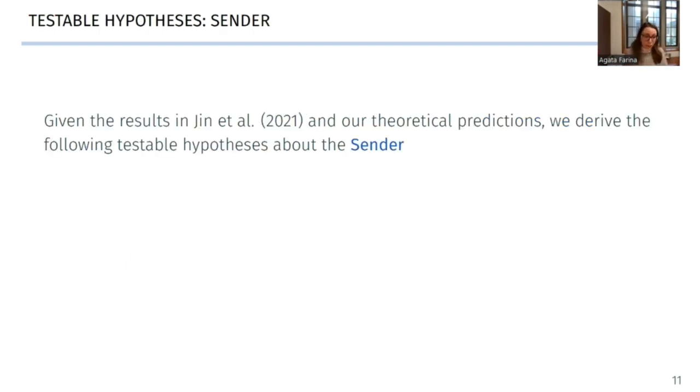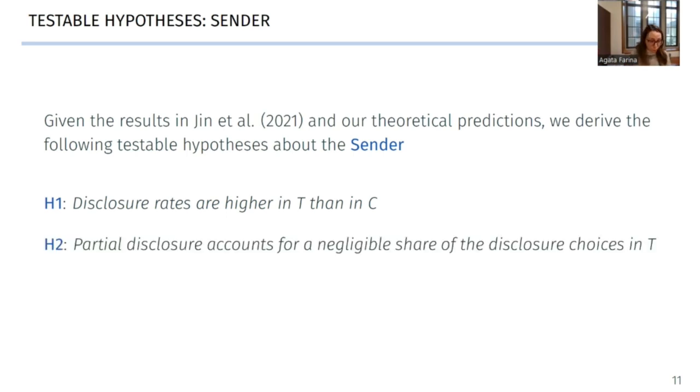Given the theoretical prediction and the results that we already have from the literature, and in particular from the paper by Jean-Luc and Martin, we derived three main testable hypotheses for the sender. First, we conjecture that moving from the case in which there is only one secret number, which we will refer to as control, to the case in which there are two secret numbers, which we refer to as treatment, the rates of disclosure of the sender will increase. So the sender will disclose more.